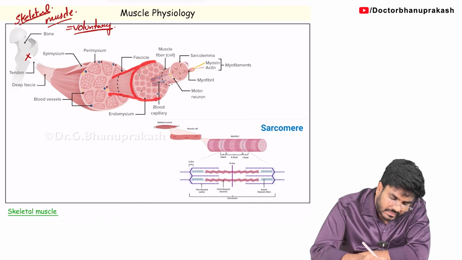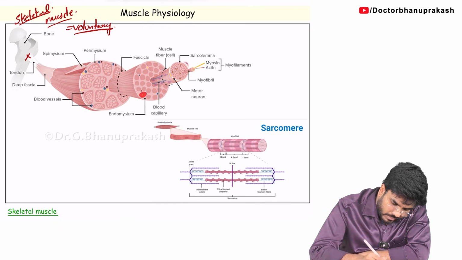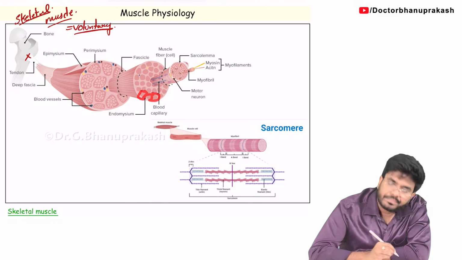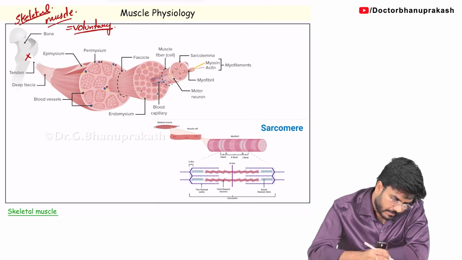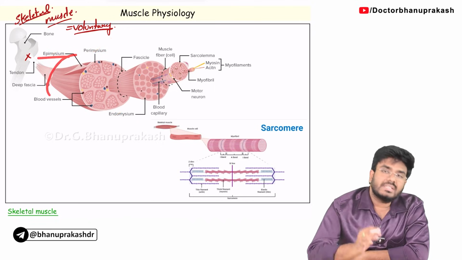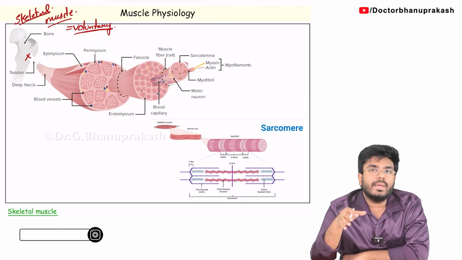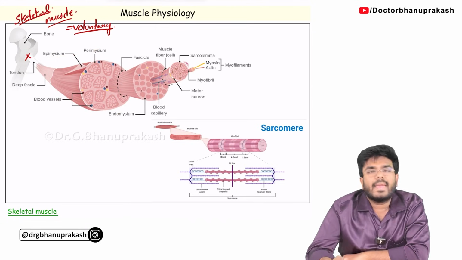Inside the fascicle, what is there? Within the fascicle, there are these muscle fibers present. These are all muscle fibers. And every muscle fiber is surrounded by endomysium. Around every muscle fiber, there is a covering called endomysium. So there is epimysium, perimysium, endomysium. Epimysium is surrounding the entire muscle. Fascicles are surrounded by perimysium. And these muscle fibers are surrounded by what? Individually, they are surrounded by endomysium.